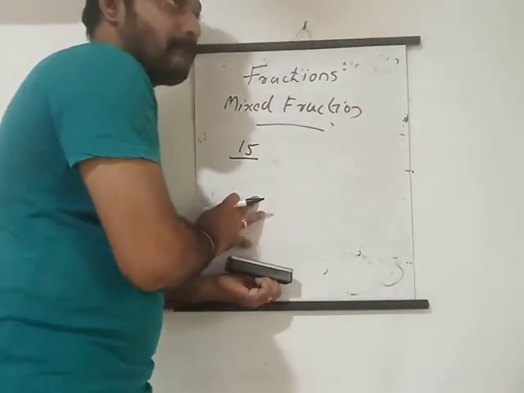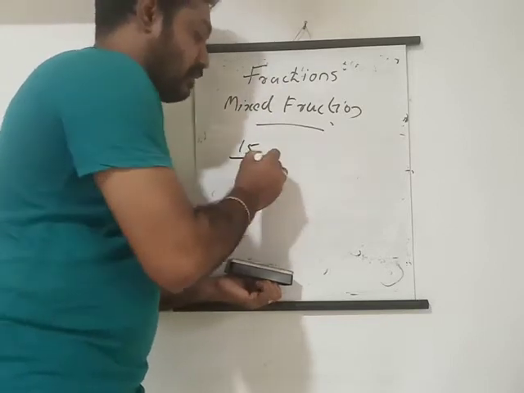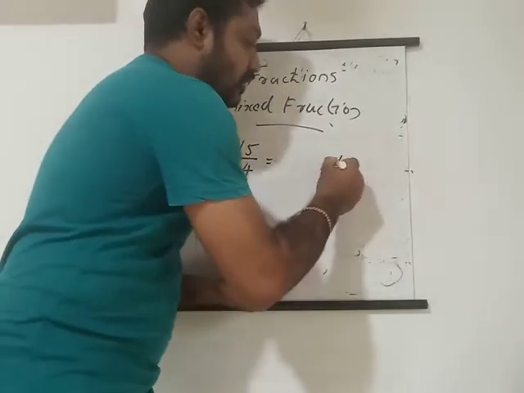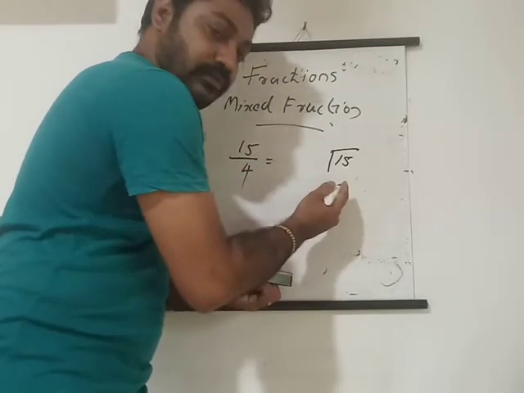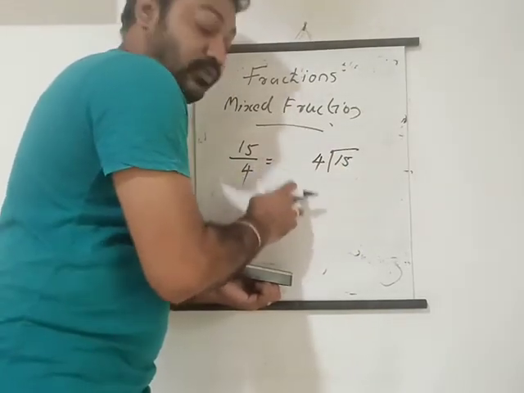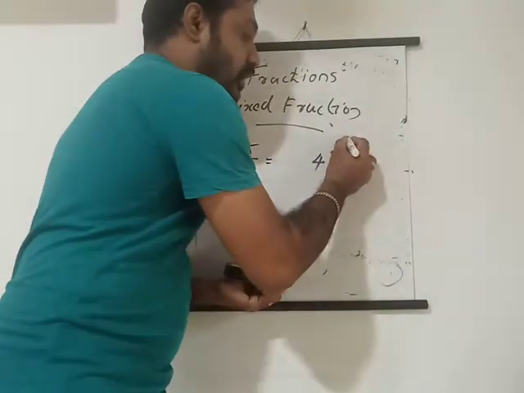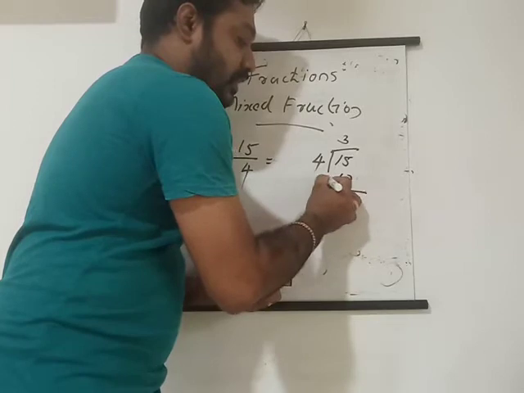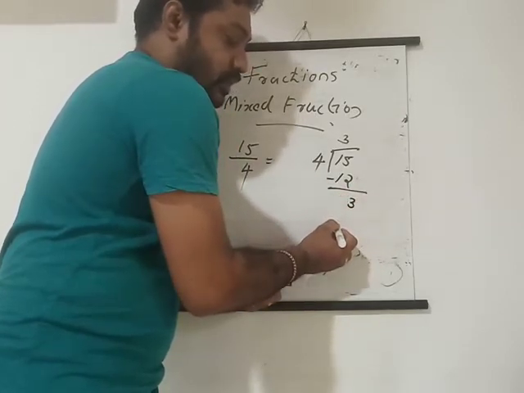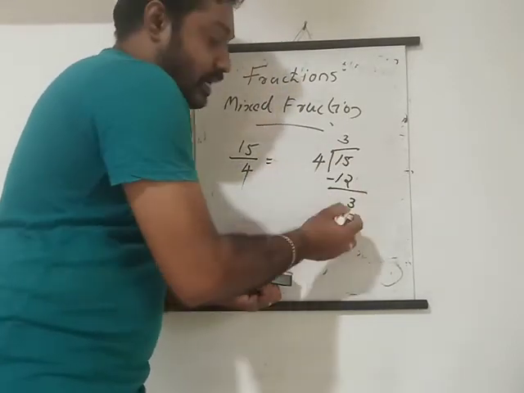For 15 by 4 I am taking, this is not divisible, isn't it? To make a mixed fraction, we do the normal division. 15 by 4: 1 4 is 4, 2 4s are 8, 3 4s are 12, 4 4s are 16. So 3 4s are 12. I am writing 12, then subtract. 15 minus 12 is 3. So we got 3 as the remainder.